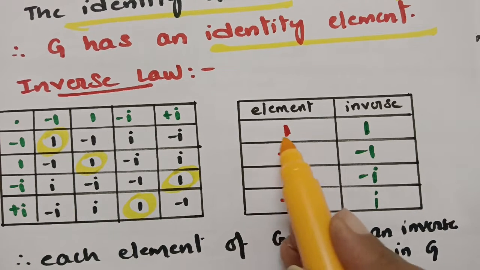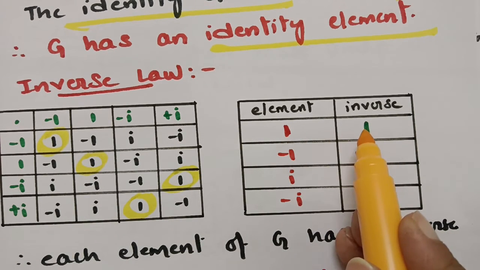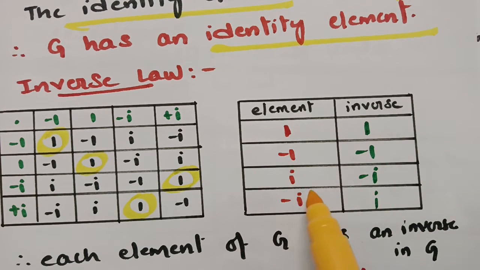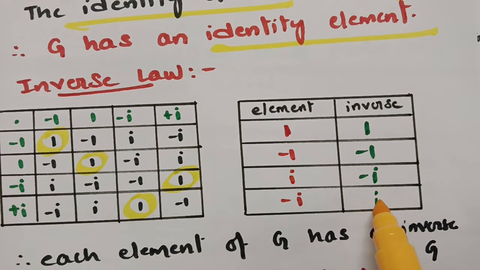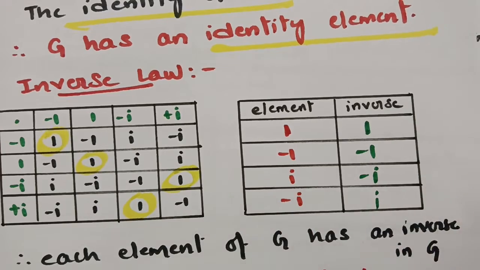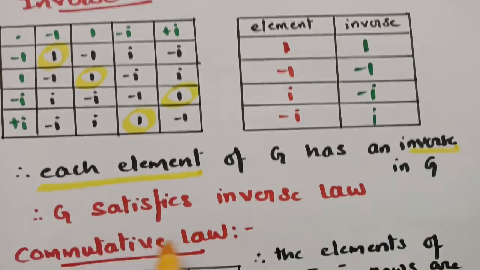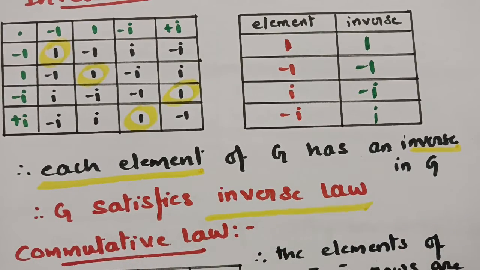Therefore if you multiply, we should be getting 1 as the identity element. So this is 1, this is 1, this is i squared is minus 1, and this is minus of minus, plus 1. So this is again i squared, minus 1 into minus, this is plus 1. So here each element has an inverse in G, and therefore G satisfies the inverse law.